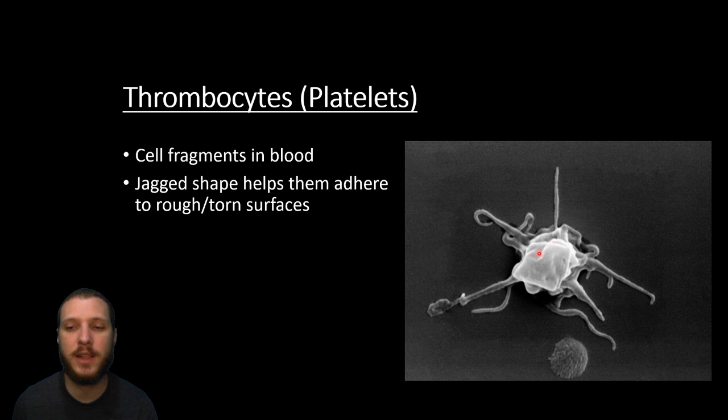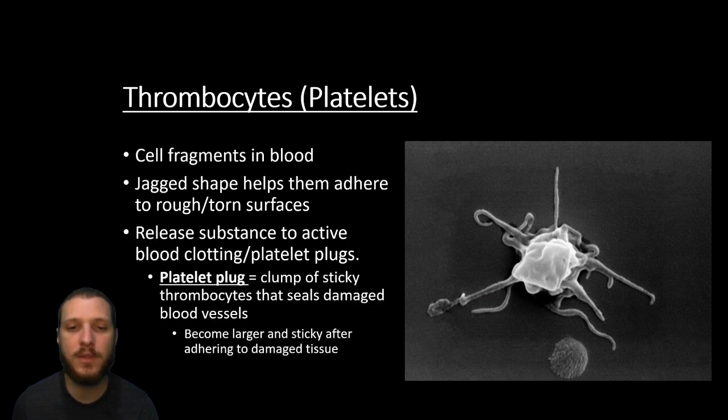So here we can see the platelet in the middle, and then as it activates, it's going to extend these arms to catch other fragments to create a clot. So they're going to release a substance to activate blood clotting and cause a platelet plug. When we say platelet plug, we're talking about a clump of sticky thrombocytes that are going to seal damaged blood vessels. And they're just going to become larger and stickier as they grow.